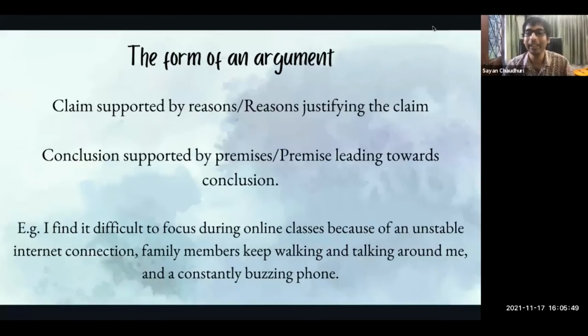Let's say these are three reasons or premises. Now, there are multiple reasons, so this is an argument. But do you think, are you satisfied with it? Do you think it's persuasive? Now, it's a valid argument. It's not illogical. But is there something missing here?